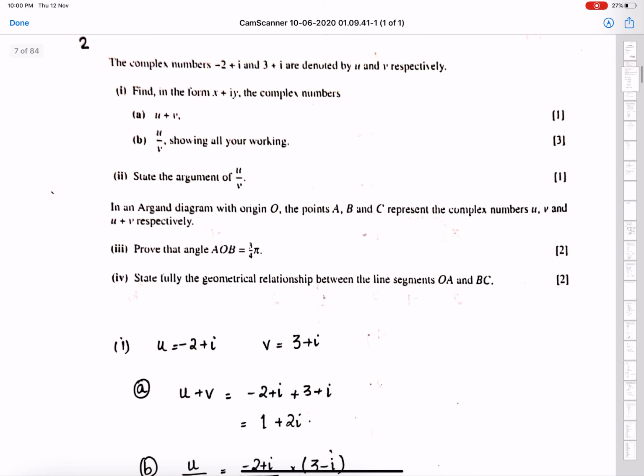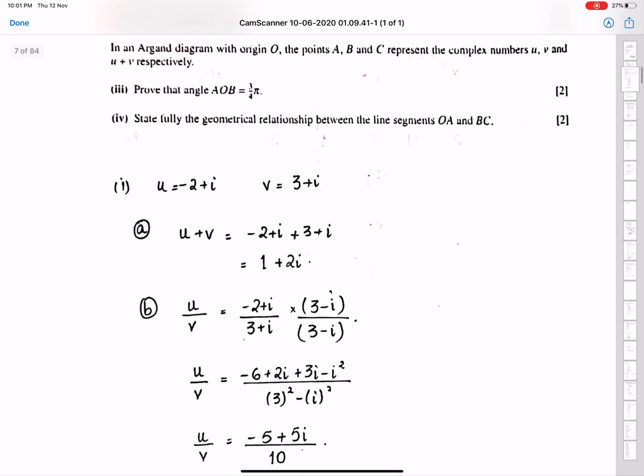Now, question number 2. In this question, we have to first find u plus v, then we need u upon v, and then we need argument u upon v. So the first part is very simple, u plus v. You just need to add the like terms, real part with real part, imaginary with imaginary. This is u plus v.